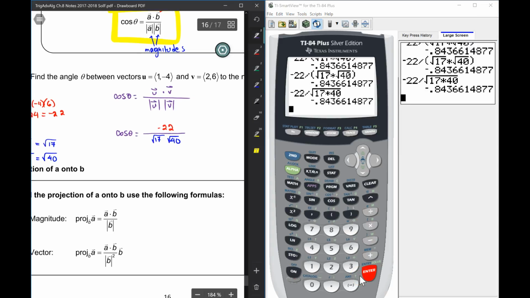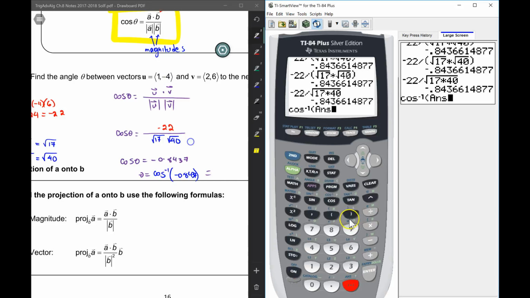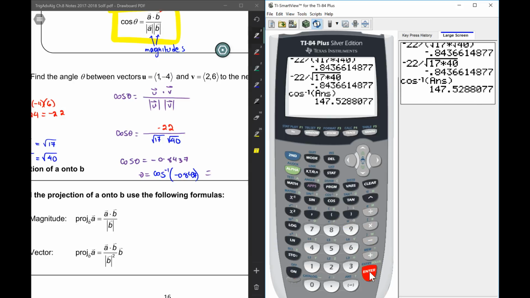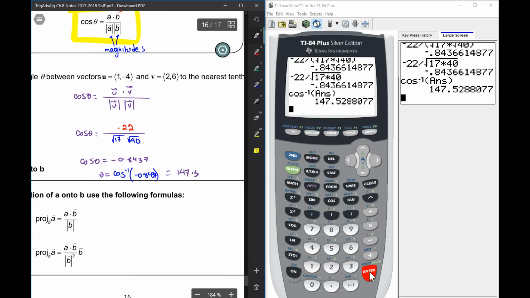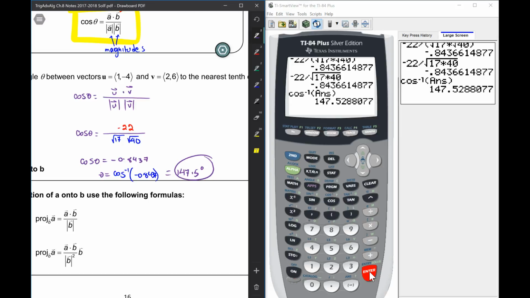So cosine of theta is negative 0.8437, but then theta is the inverse cosine of all that. So I do inverse cosine of the answer, and it's 147.5 degrees. To get the most accurate answer, always use the second answer function so that you're not rounding.